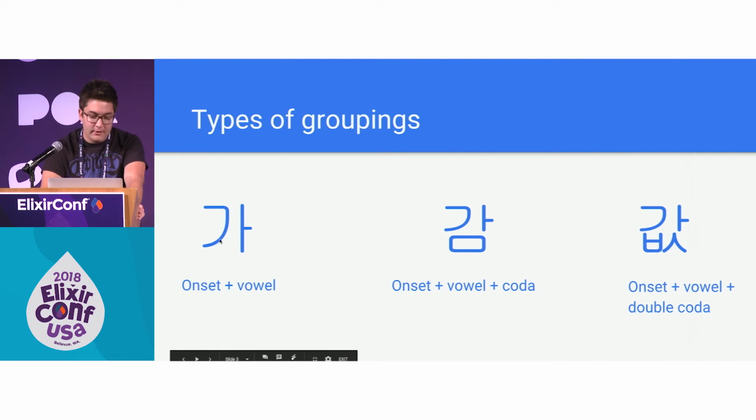You have an onset and a vowel. So this is a K sound and an A sound, which makes ka. It can be set up with an onset, a vowel, and what we call a coda at the bottom for the end, which is pronounced kam. This is an M sound. And then an onset and a vowel and a double coda, which is pronounced kap here. But UTF-8 doesn't make a difference between a double coda and a normal coda.